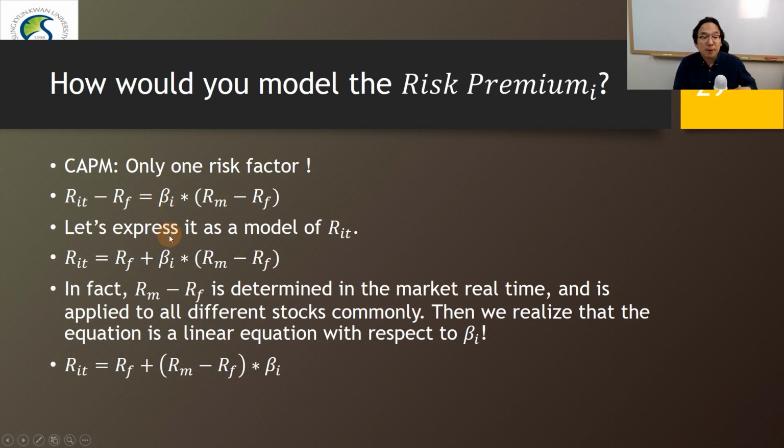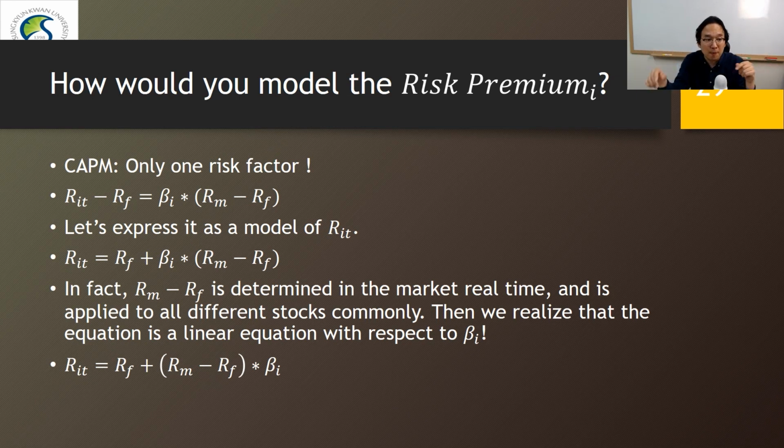One single beta. Let's express it as a model of Rit. So leave this in the left-hand side and send this to the other side of the equation. Then it becomes RF plus beta times RM minus RF. In fact, this is what you've been memorizing ever since your financial management class, right? Why did you have to memorize it? Well, because it's easy to memorize, but easy to forget as well. But if you try to understand it this way, originally it is excess return explained by market excess return multiplied by the stock's beta. Then it's difficult to forget. You just send this RF to the other side of the equation and that's it.